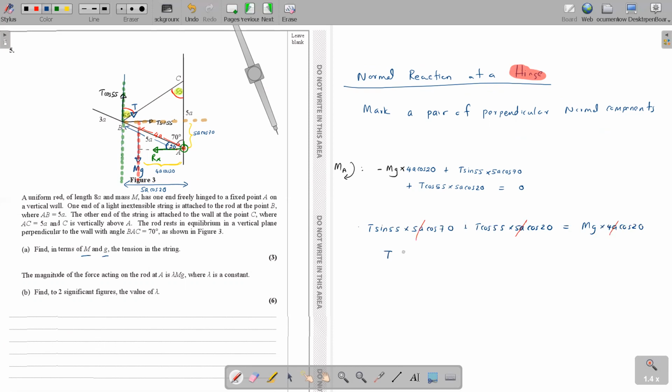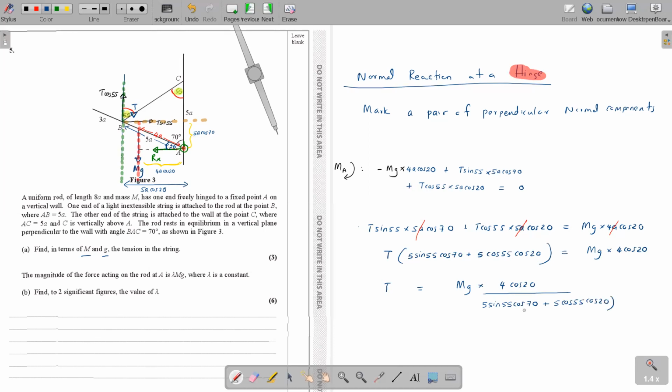Take T out. So when T comes out, you get 5 times sine 55 times cos 70 plus cos 55 into 5 times, there's a 5 times there also, 5 times cos 55 times cos 20 equals mg into 4 cos 20. Don't touch the G. So tension equals mg into 4 cos 20 over 5 sine 55 cos 70 plus 5 cos 55 cos 20.